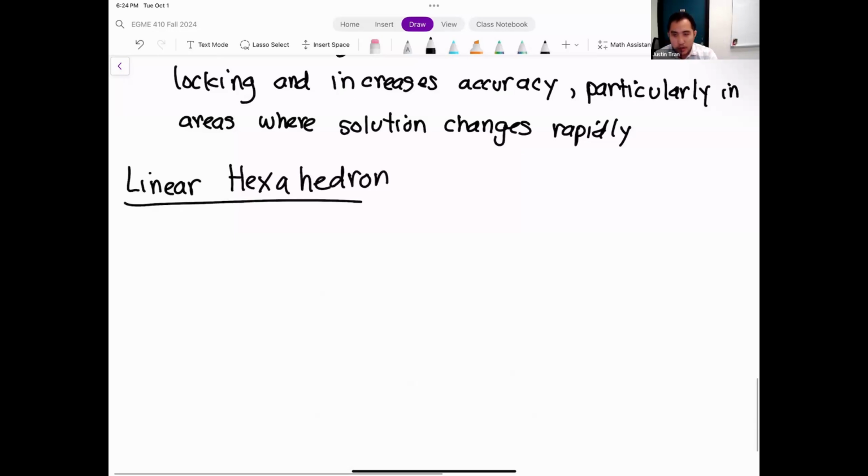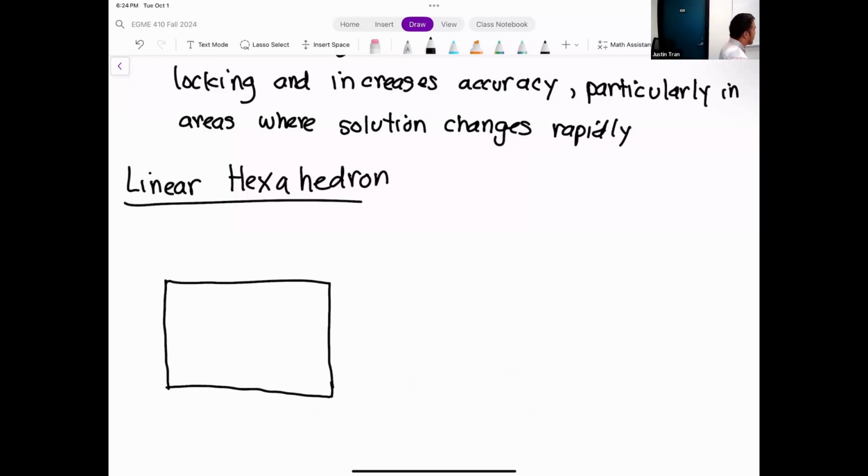Okay, so let's take a look at the linear hex element. The hexahedron is basically a box. But I guess box element is too lame to say, so that's why they call it hexahedron. Sometimes people call it brick elements too, so you'll hear people say brick, but brick is the same thing as hexahedron.